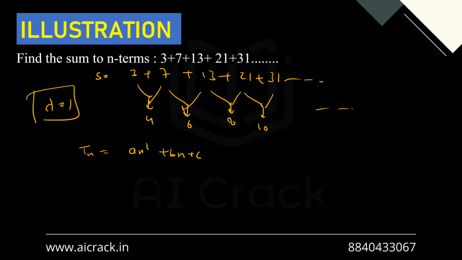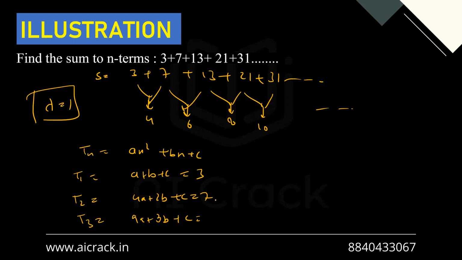Now we'll have to solve three equations from here. If I find T1, I'll get a + b + c = 3, because T1 is actually 3. If I find T2, I'll get 4a + 2b + c = 7. If I find T3, I'll get 9a + 3b + c = 13. Now you have to find the values of a, b, c by solving these three equations and three variables. And when you find the values of a, b, c, you'll get a Tn function, and then you have to do the sigma Tn. So this is how you have to do it.